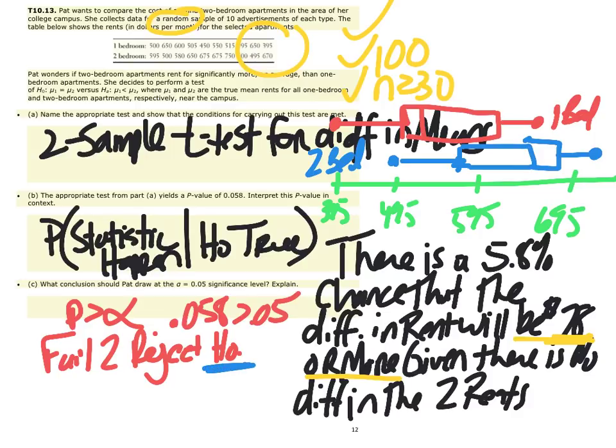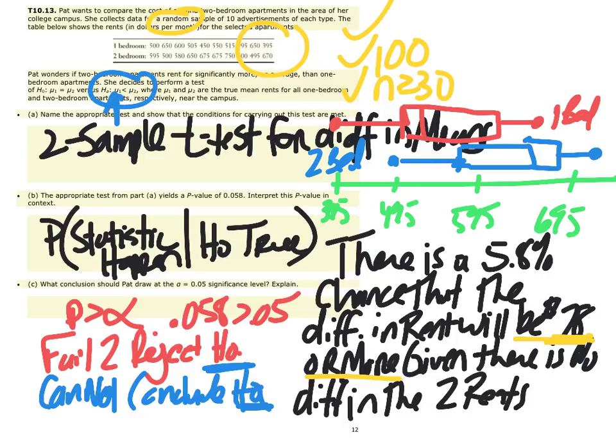And sometimes people will struggle on what to actually say as this part of the conclusion. So we fail to reject H sub O. And again, if you say you cannot conclude H sub A, what I would do to put it in context is don't say cannot conclude H sub A. Come back and say we cannot conclude that the mean rent of the 1-bedroom apartment is less than the mean rent of the 2-bedroom apartment. You'd be just fine.